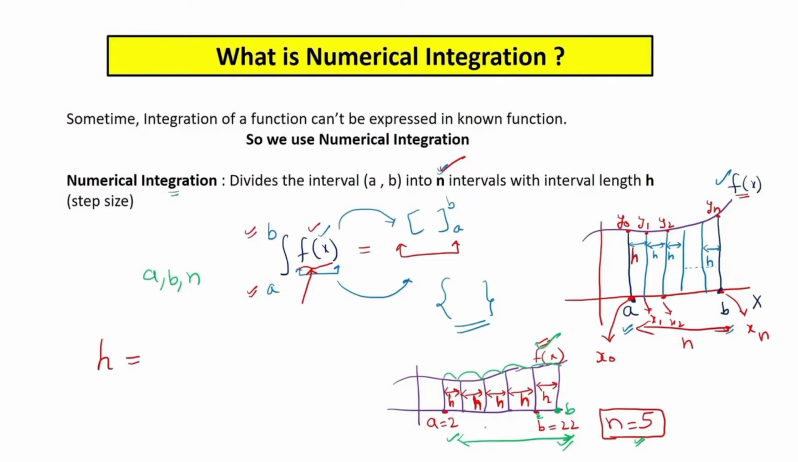How? You can just find the length of this interval from A to B. Subtract 22 minus 2, and you can divide this by 5, that is n. Then you will get 4 as the interval size, that is the value of h. So that means the formula for h is b minus a upon n.